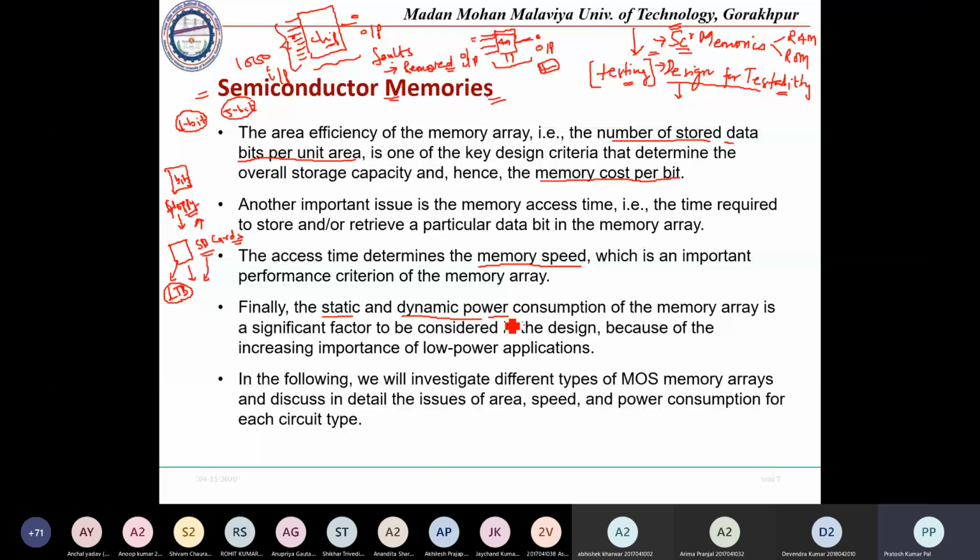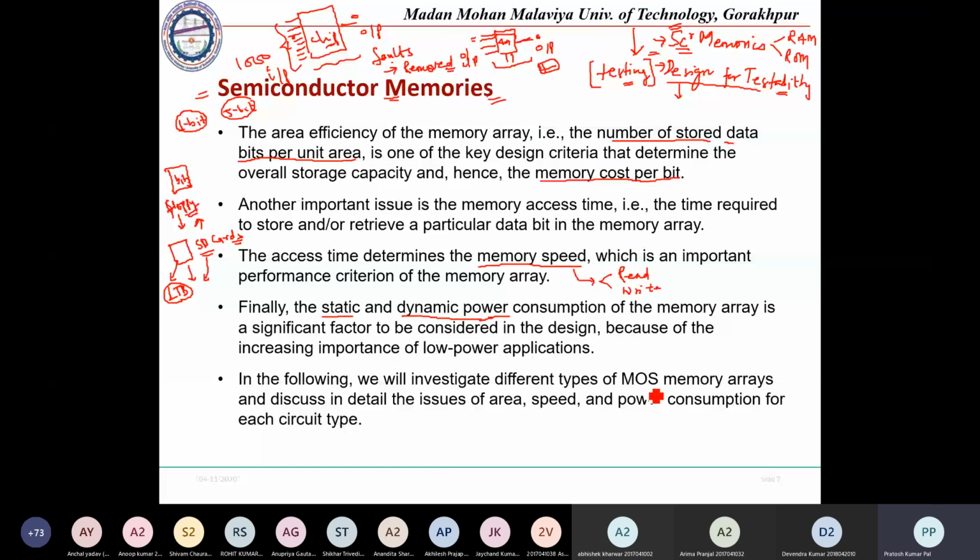Memory speed consists of read time and write time. Whatever data we write on a memory gives the write time, and similarly the read time. Okay, so we will use basic MOS devices to design a memory. The semiconductor memories are basically designed by using MOS devices.